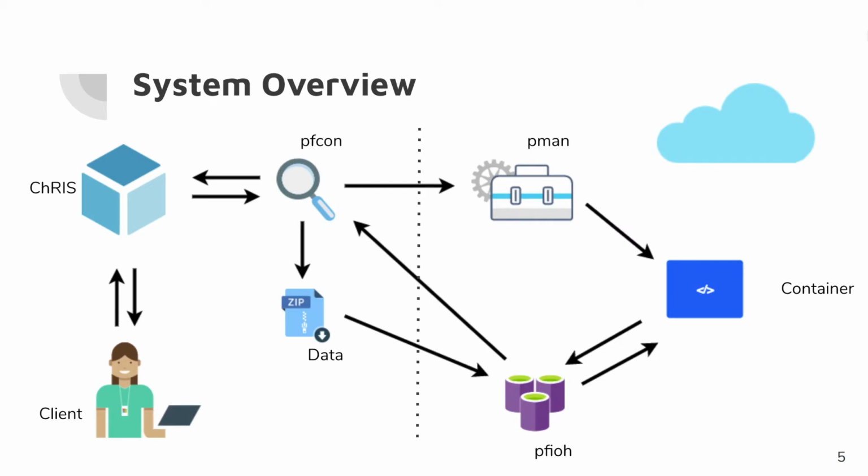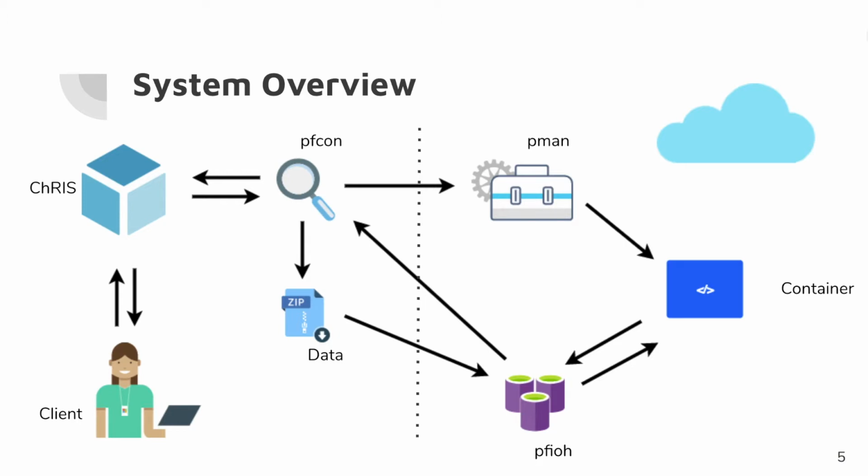This is a system overview of how a user interacts with the CRIS architecture, and by extension, the MOC in our plugin. First, the client, such as a doctor, technician, or researcher, will upload data they want analyzed, like MRI images, and these will be stored in the CRIS backend, which is called Cube. The coordinator, which is called pfcon, will go into the Cube storage and compress this data.